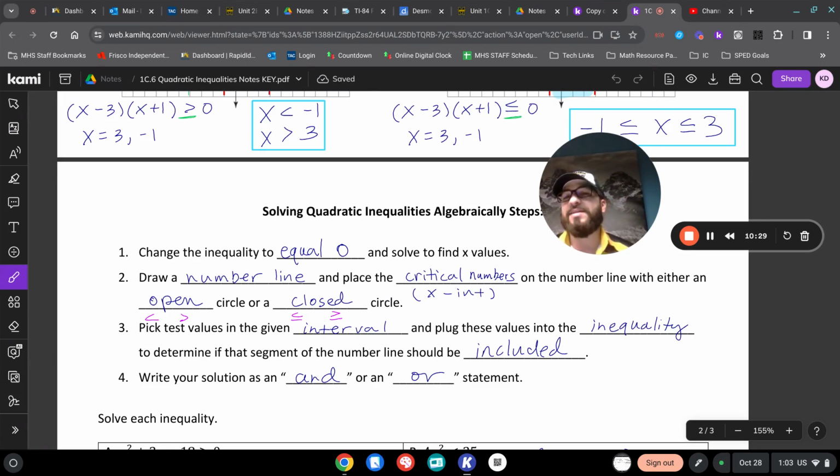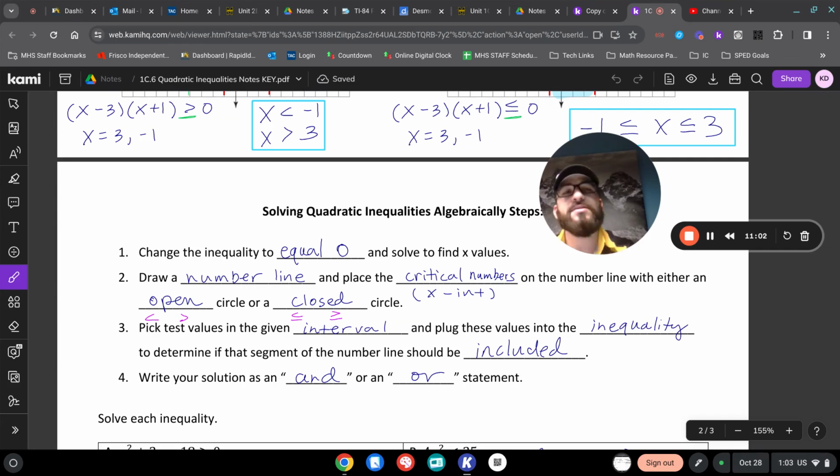Then instead of fully graphing, which you can do if you know the shape of the graph, if you don't, we can do some test values on the interval and plug these values into the inequality to determine if the segment should be included, if it's going to be above or below. And then we're going to write our solution as an and or an or statement. So either it's this one and this one, or it's this one or this one, depending on what values we actually get into our graph.